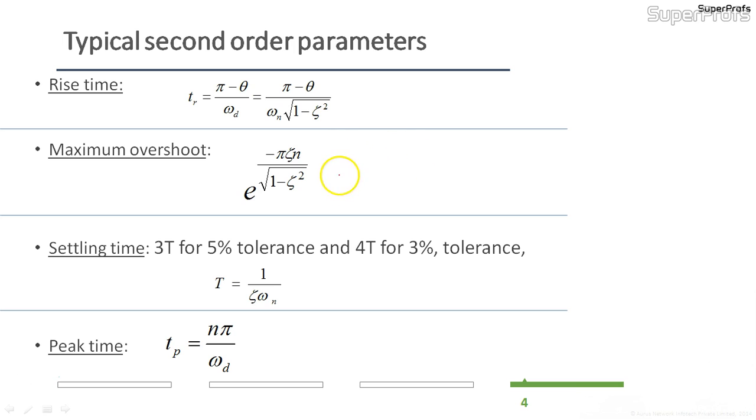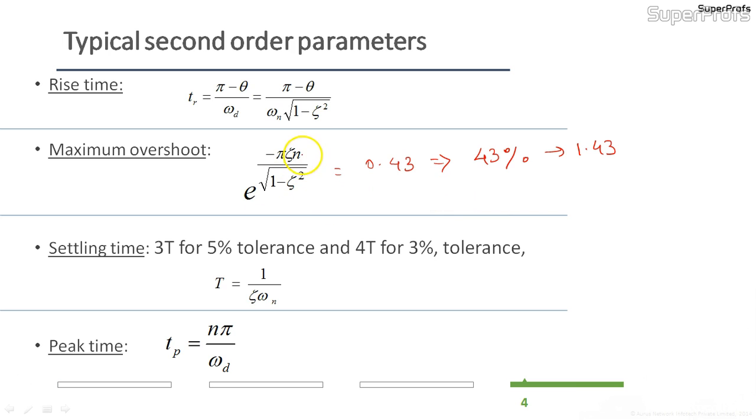Maximum overshoot is given by e raised to minus pi zeta n divided by root of 1 minus zeta square. So the whole power is first calculated, and then you will take the power to e. This maximum overshoot is calculated in percentage. So if this comes out to be 0.43, that means the overshoot is 43% and value is at 1.4.